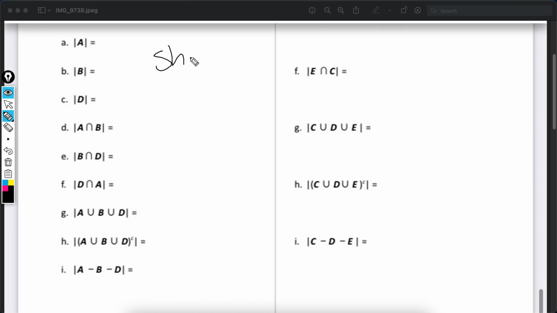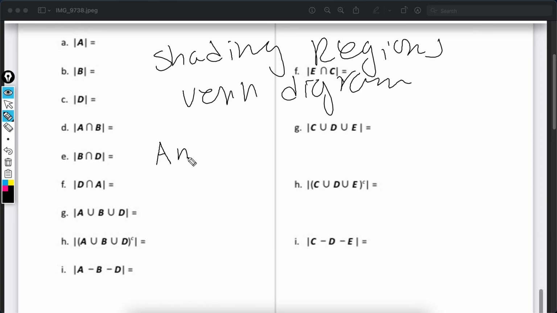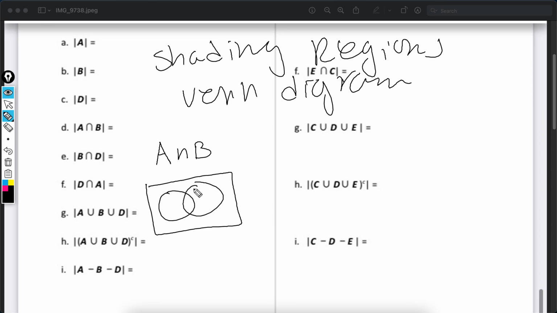Now, another thing we have to talk about later down the line is shading regions in a Venn diagram. I know it's really weird to have this in math, but we have to have it. For example, let's say we had A intersecting B. Sorry, I make it as an N. We would have a little box. This is our first scenario. We have a Venn diagram. We've got A over here, B over here. Now, A and B, where does it intersect? Boom, you got it, down the middle.